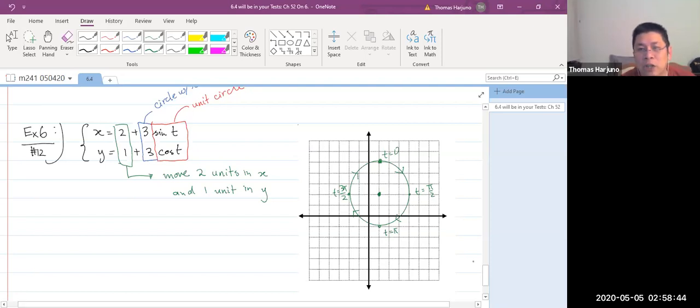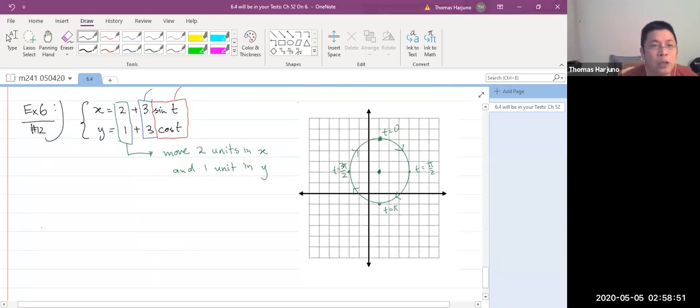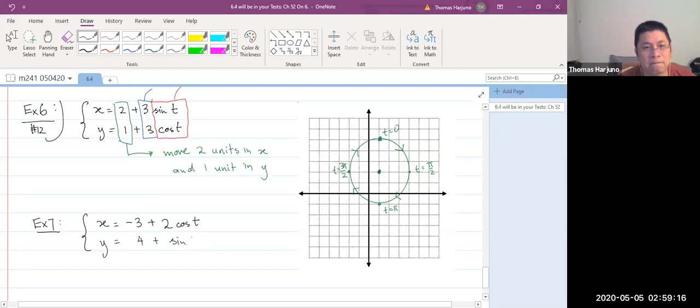Now, the thing you don't see in your textbook, though, but I did ask in my old test, is what happens if I make this number 7, for example, x equals negative 3 plus 2 cosine t, and y equals, let's say, 4 plus sine t. Now, this part here will give us a unit circle.